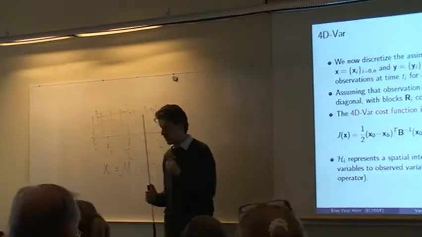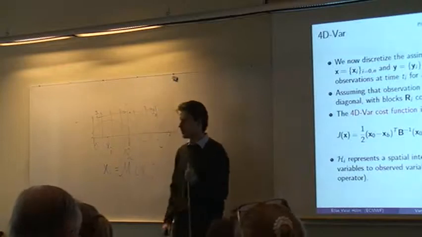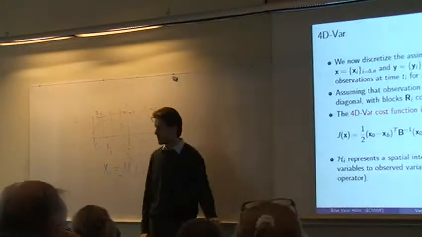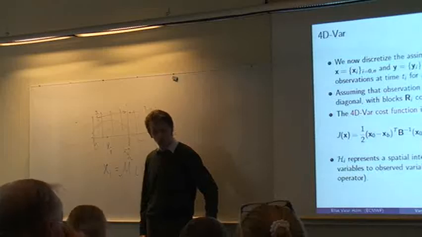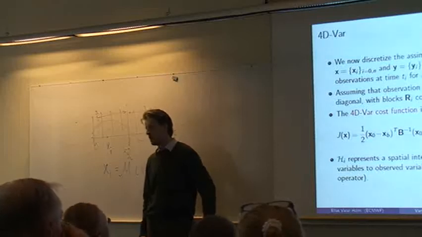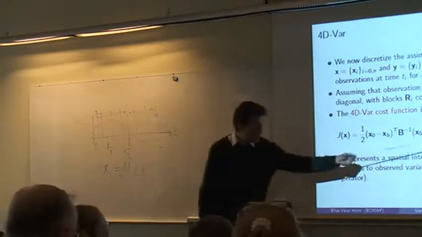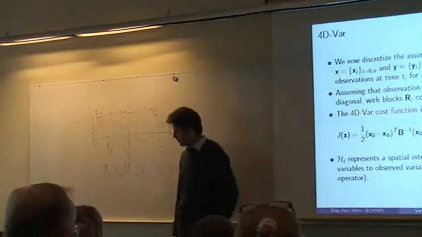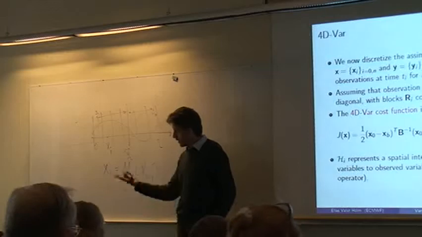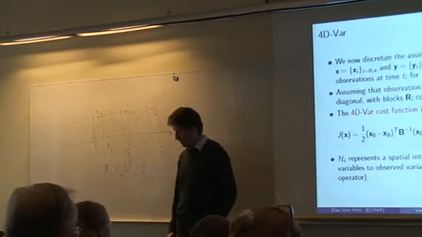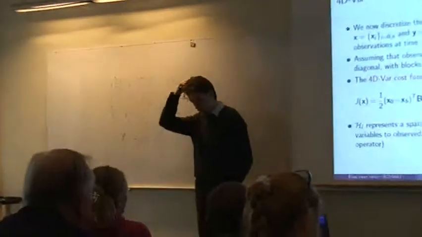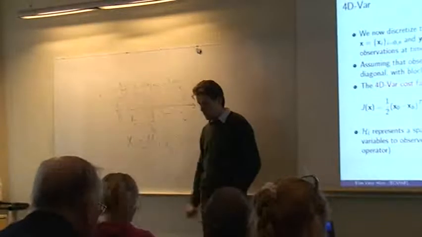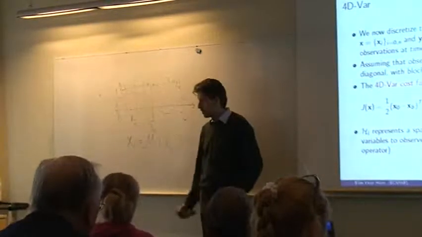Okay, so the calculation of B is not independent of the calculation of R? It's completely independent. Because the calculation of R is something which depends on the observation system. That is just how your radiometer is measuring. What is the error of your thermometer? And that's pretty independent of your modeling assumptions, how you're integrating the model.